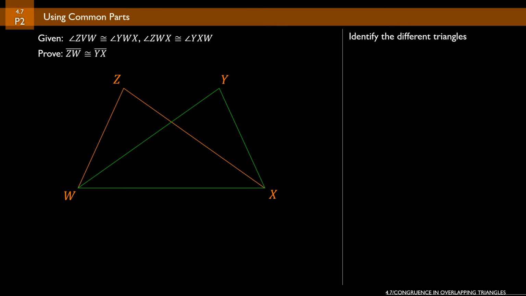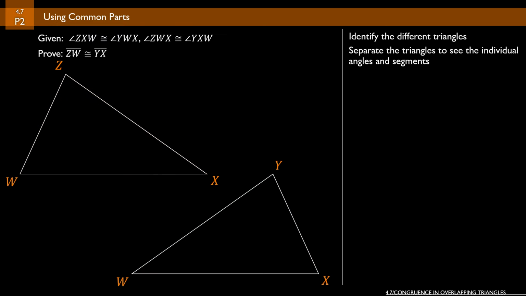So we're going to separate the triangles into two different triangles. Now you can see that we've got the two triangles, triangle ZXW and triangle YWX. We're then going to put in our given markings. So we've got angle W is congruent to angle X, and angle X is congruent to angle W.